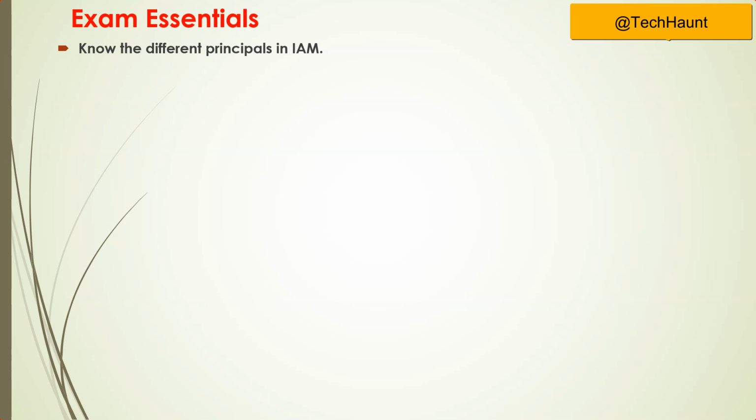So there are some exam essentials we are going to cover in this last session of this video. You need to know the different principals in IAM. There are three different principals: the root user, users, and the security token. Know how principals are authenticated into IAM. You can authenticate through the management console, CLI, or the SDK.